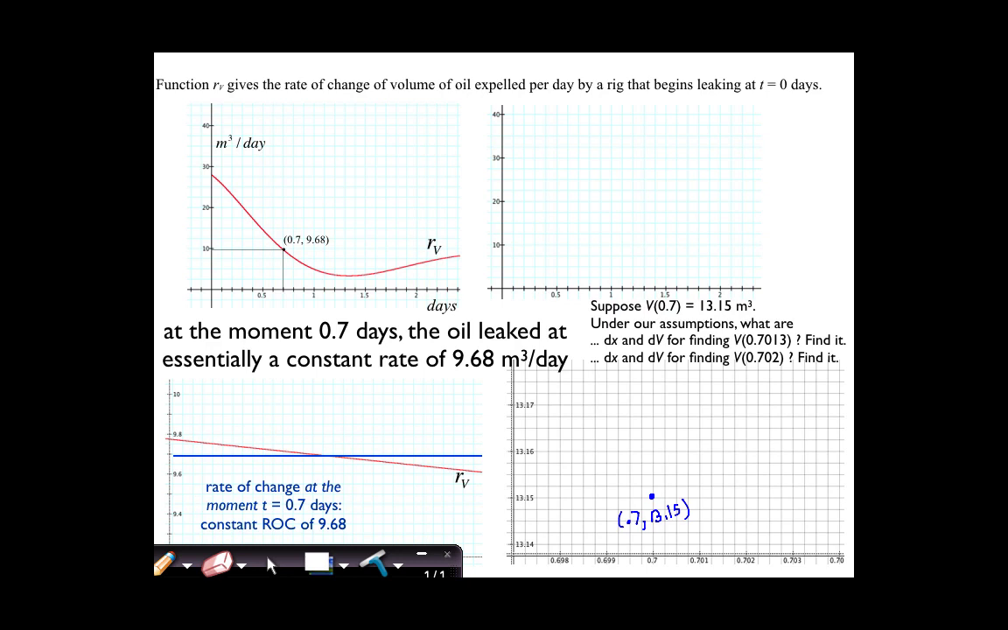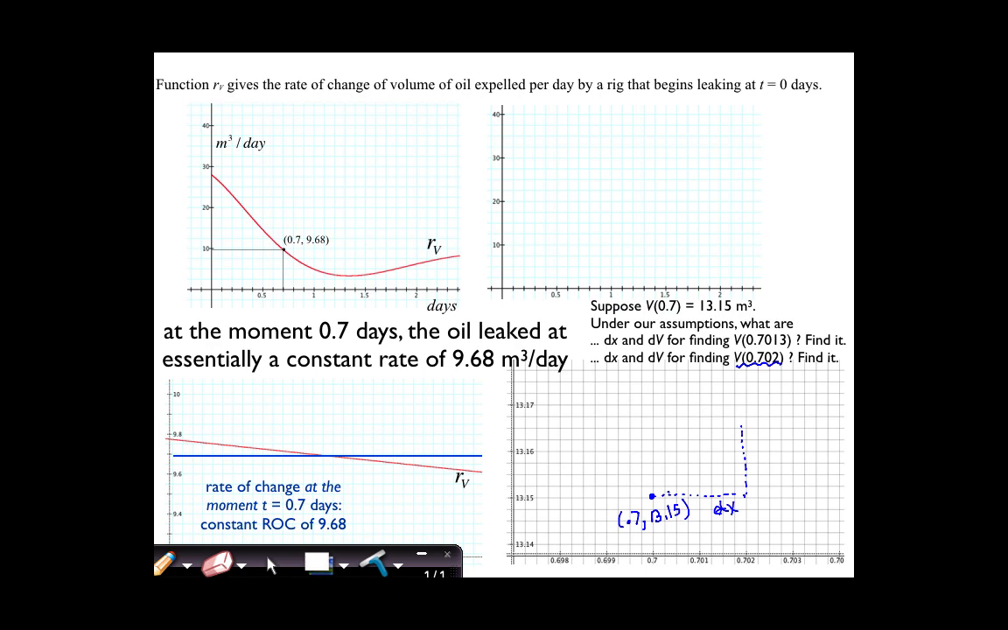All right, so what's my value of dx? If I'm interested in finding this value, starting from 0.7, I'm going to go forward in time 0.002 to be at time 0.702 days. But over that time period, oil's leaking at an essentially constant rate still of 9.68 cubic meters per day.